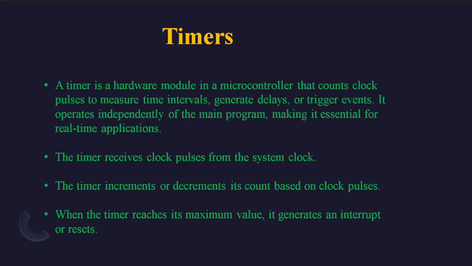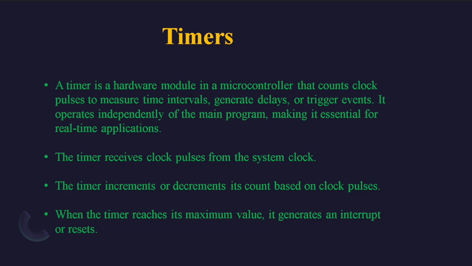Timers. A timer is a special counter inside a microcontroller that keeps track of time. It helps in measuring time delays, generating signals, or controlling tasks at precise intervals. A timer counts up from 0 to a set value. When it reaches the limit, it can trigger an interrupt or reset and start again. It runs independently of the main program, making it useful for real-time operations.